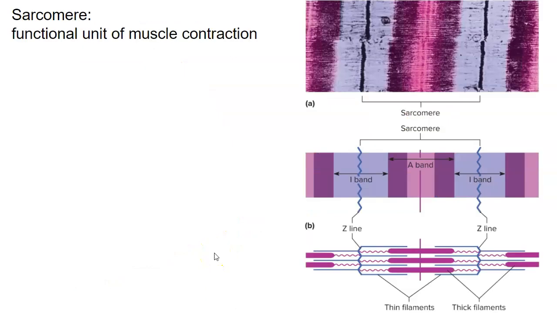So let's look at one of these sarcomeres. So here's a sarcomere under a microscope. It's going from this dark line to this dark line. That's Z line to Z line, which is what we see here.